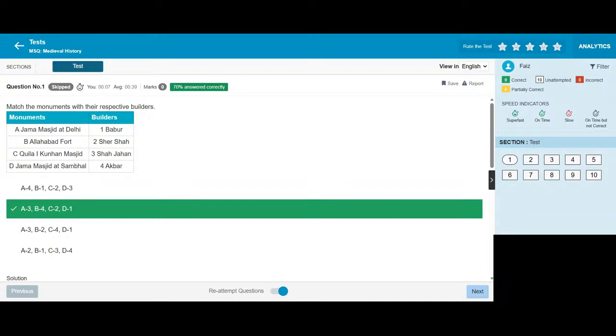Jama Masjid at Delhi, Shah Jahan. Allahabad Fort, Akbar. Qila Kuhna Masjid, Sher Shah. Jama Masjid at Sambal, Babur.